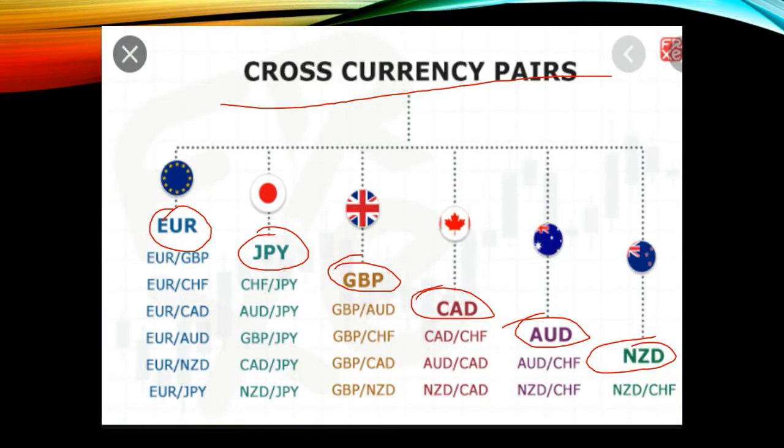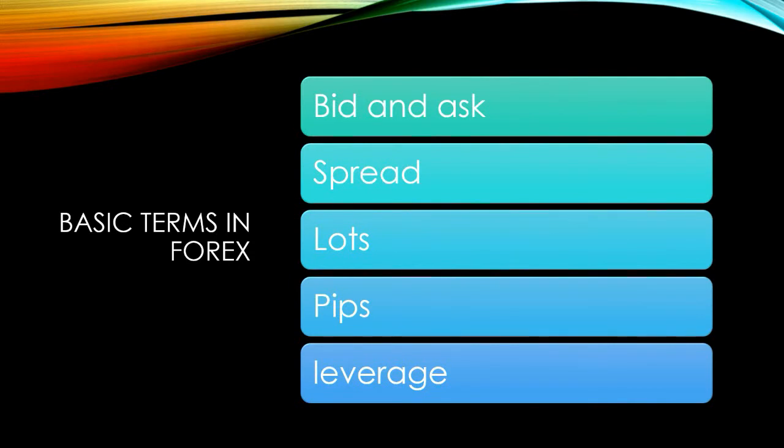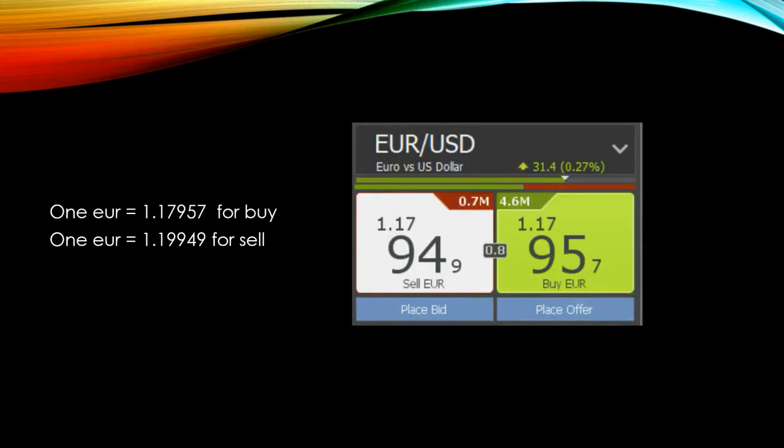Next, I want to talk about basic terms in forex. First I'm going to talk about what is bid and ask, what is spread, lot size, pips, and leverage. You should know about these terms before you start trading with any broker. Bid and ask: if you see, this is a EUR/USD chart, right? This is a EUR/USD pair.